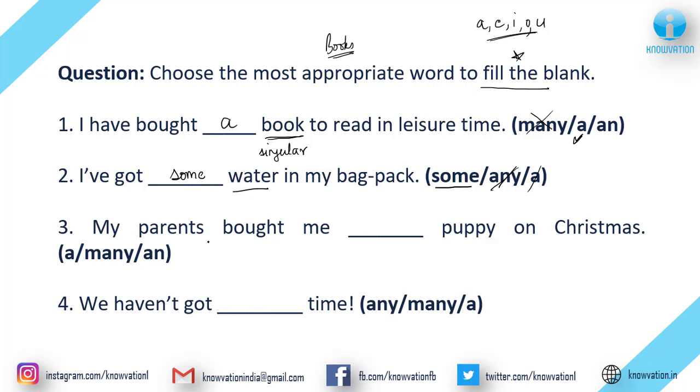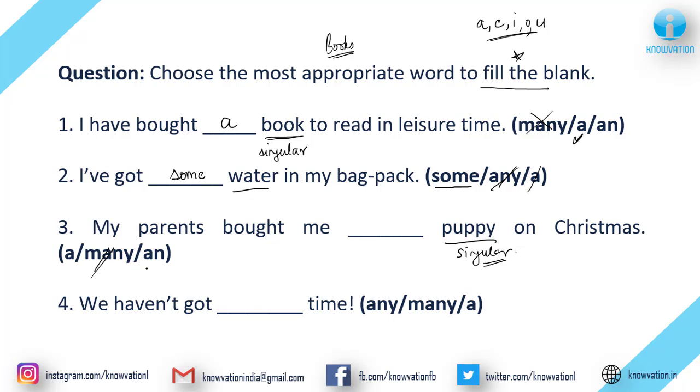Next, my parents bought me dash puppy on Christmas. Okay, again friends, puppy, we are talking about a singular animal, that is the young one of a dog. So my parents bought me dash puppy. So many is rejected because it's not a plural word.